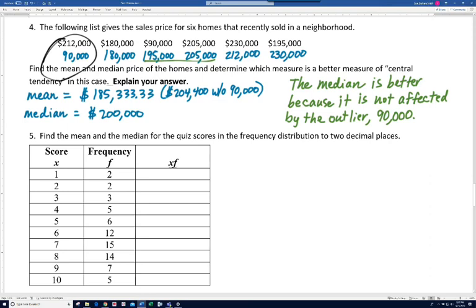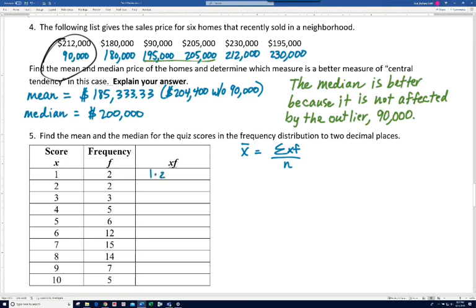It says find the mean and the median for the quiz scores in the frequency distribution to 2 decimal places. All right, so the first thing you're going to want to do here, actually, let's write down the formulas. X bar, or the mean, is the sum of the XFs, where we're going to multiply each score times its frequency, and then we're going to divide this sum by n, which is the number of pieces of data. So let's go ahead and first find all the XFs.